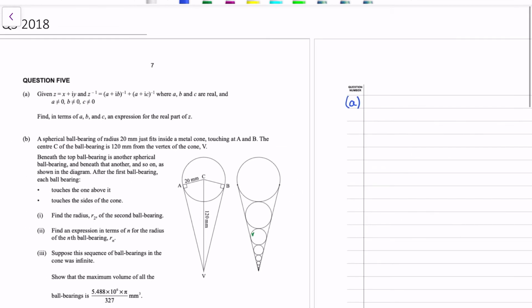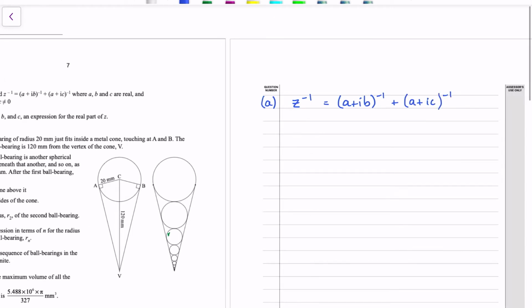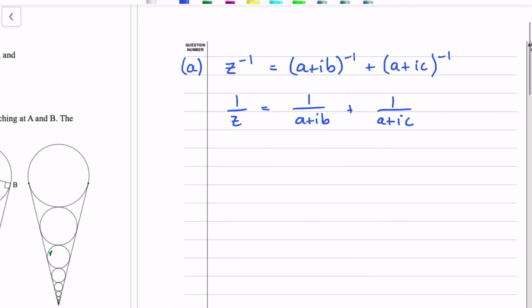Okay, so start off with the equation that we're trying to work with. z to the -1 equals (a plus ib) to the -1 plus (a plus ic) to the -1. Okay, we can't just go, all good, these are all reciprocals, so let's just flip them all upside down. Doesn't work. Like a half plus a half is equal to a whole, but 2 plus 2 doesn't equal the reciprocal of 1, right? We can't just reciprocate things like that. But what we can do, though, is put these fractions together.